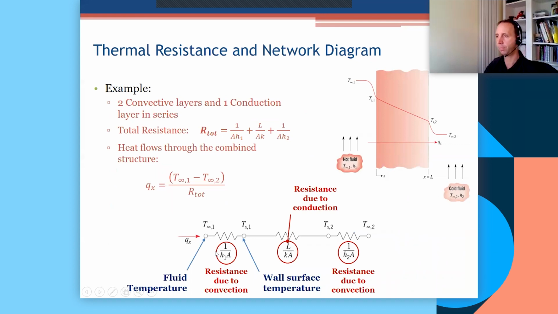If you now have more than just a conduction layer, but you have a convective layer on the left and a convective layer on the right-hand side, I'll discuss the reason for a change in profile there later on. We recognize the fact that the way temperature changes in a convective layer is different from what happens in the conduction layer.